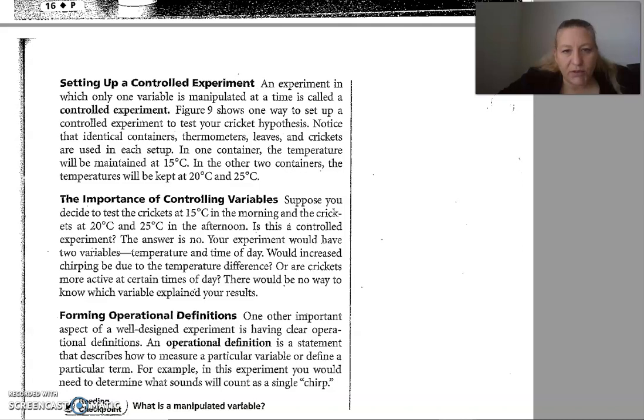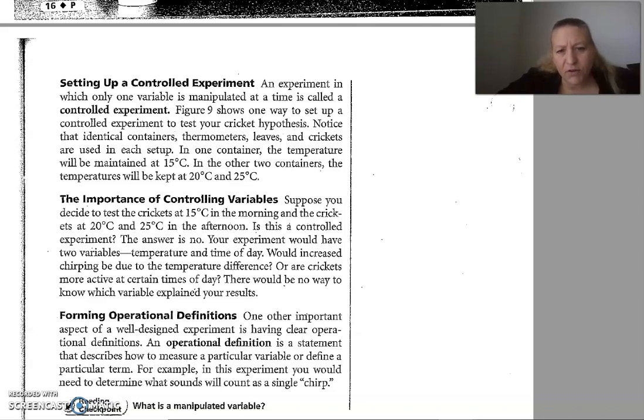Setting up a controlled experiment. An experiment in which only one variable is manipulated at a time is called a controlled experiment. Figure 9 shows one way to set up a controlled experiment to test your cricket hypothesis. Notice that identical containers, thermometers, lids, and crickets are used in each setup. In one container, the temperature will be maintained at 15 degrees C. In the other two containers, the temperatures will be kept at 20 degrees C and 25 degrees C.